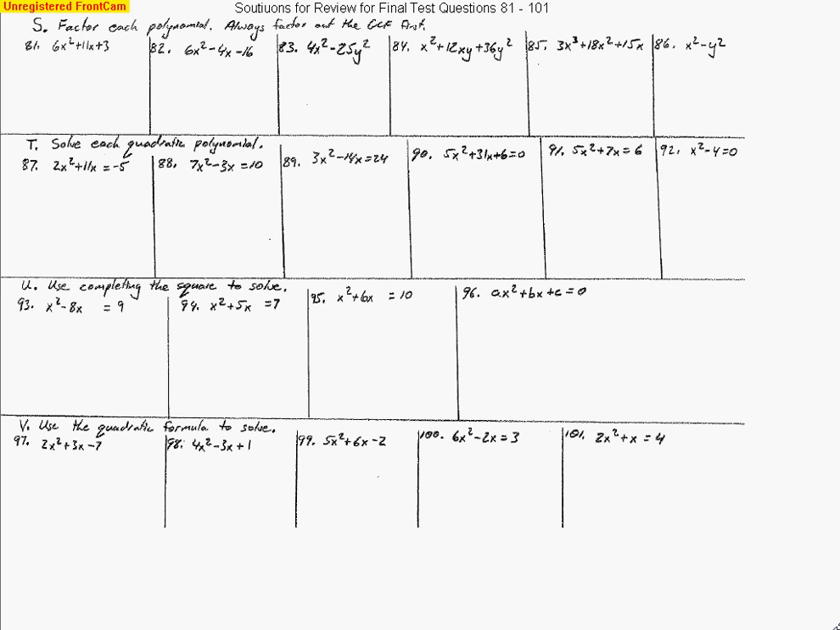These are the solutions for the review for the final test, questions 81 to 101. So number 81 asks us to factor each polynomial.